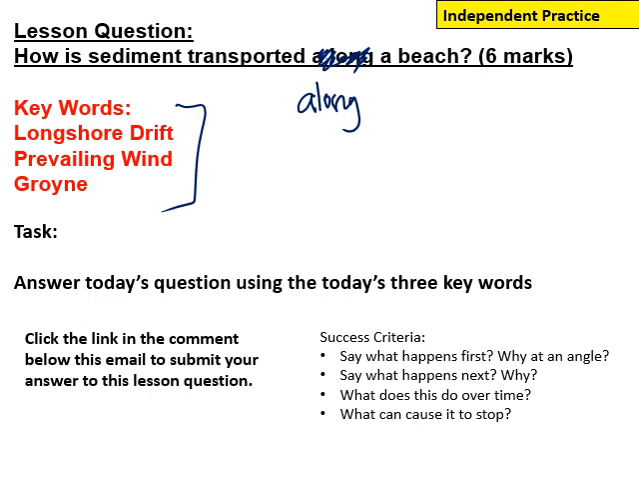I might want to start by saying what happens first. So look at the success criteria here. What happens first? So think about that sediment. It moves along the beach at an angle, you would say, but why is it at an angle? Then what movement happens next? What movement happens next, and why does it happen? Over time, how is this movement moved along the beach, and what might cause it to stop? Okay, so that is your answer.